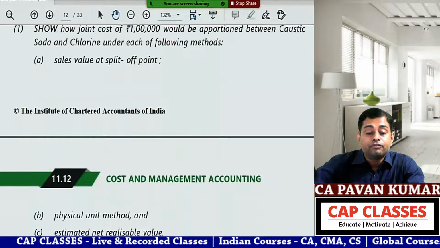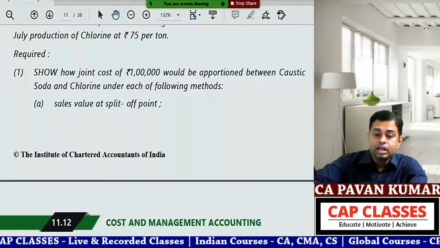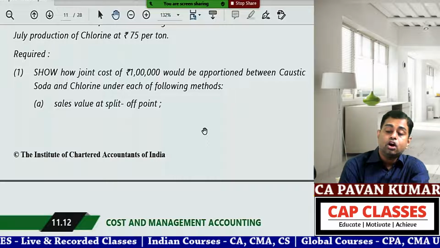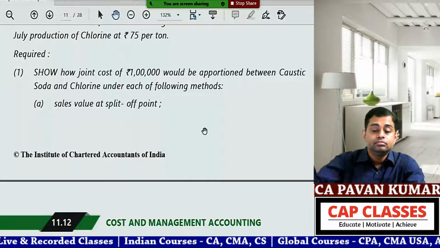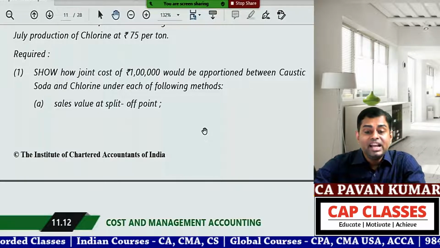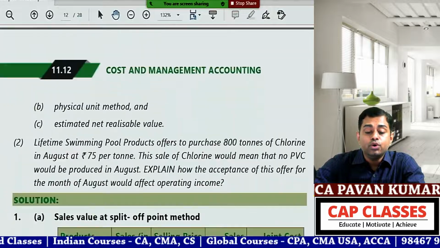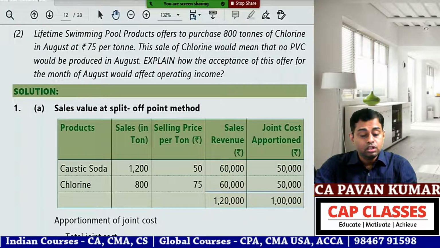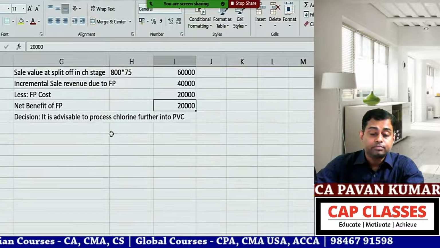That's all. So shall we do problem number 4? Write down problem number 4. Apportionment of joint cost. Next line, A. Basis is equal to sale value at split off point.